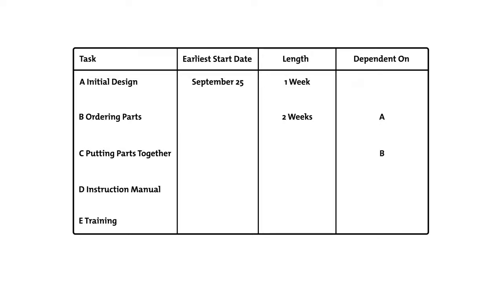Once task B is done, you'll need some people to do task C, putting the parts together. This will take 3 weeks. You'll also need to have an instruction manual written. This is task D and can be started any time. It will take 2 weeks to complete. Finally, once tasks C and D are finished, you can do task E, training. This will take 1 week.